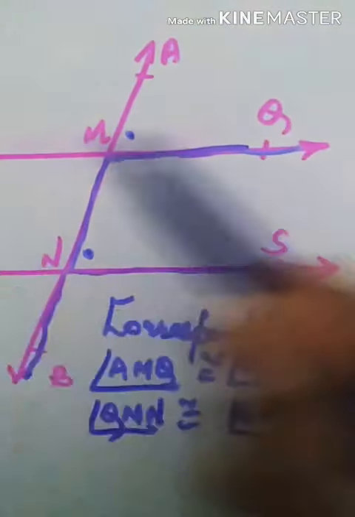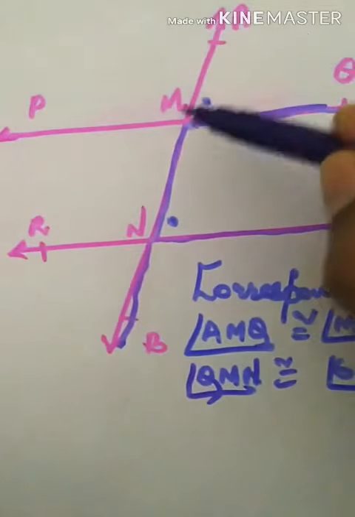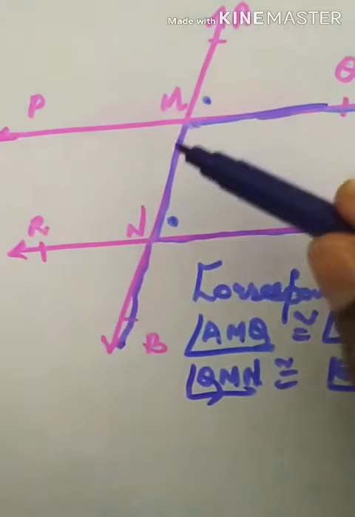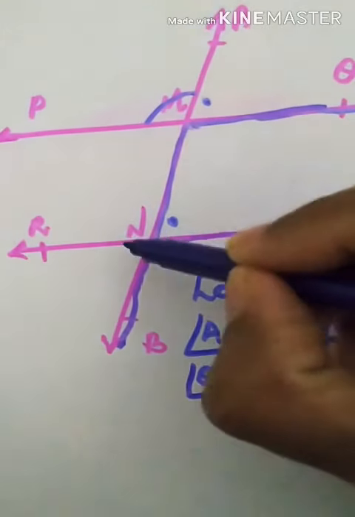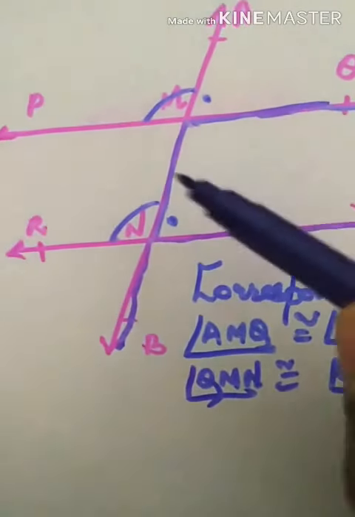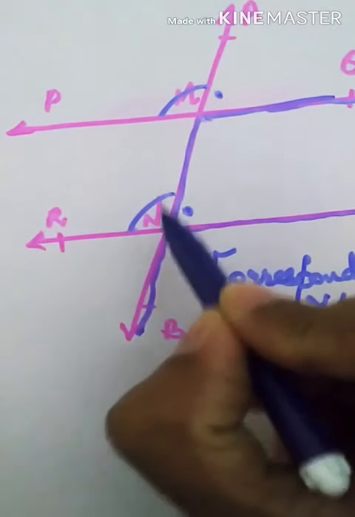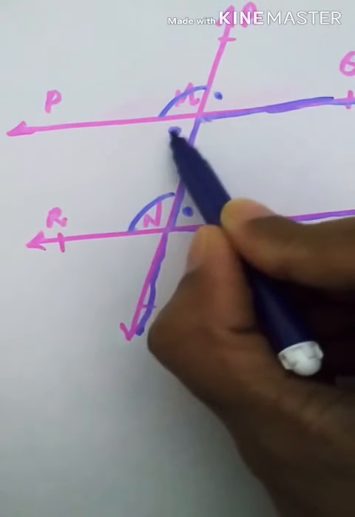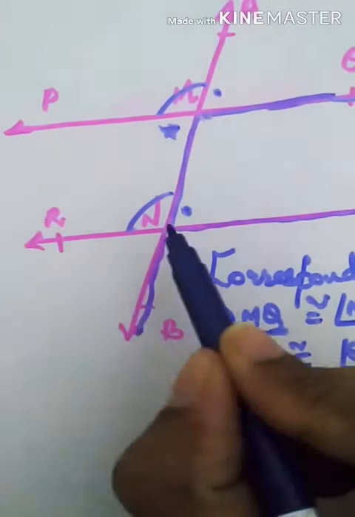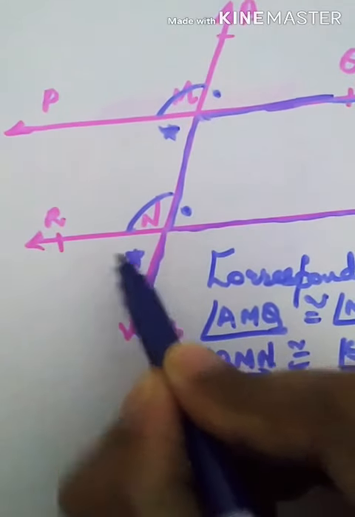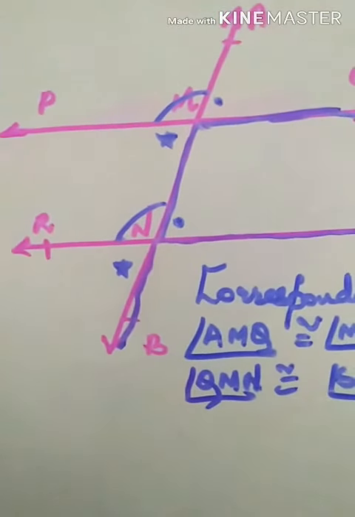Now when we go to the other side, which are the corresponding angles congruent that you can see? Angle AMP congruent to MNR. This angle and this angle. Similarly, the other pair of corresponding angles are angle PMN. Okay, this angle, star mark I'll give, and angle PMN and angle RNB. So, when the lines are parallel, corresponding angles are congruent.